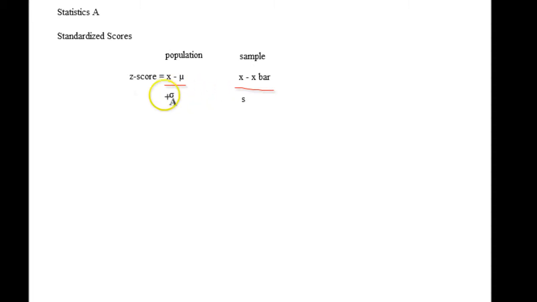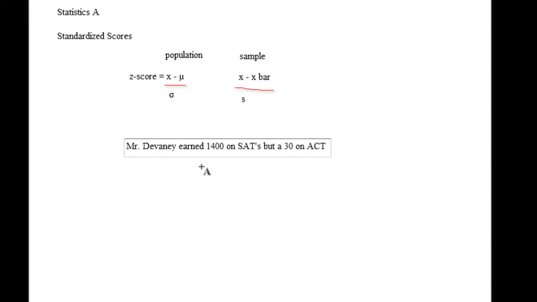Now, Z-scores help you put some context to something in relation to all of the numbers. Let's say that Mr. Devaney earned a 1400 on SATs but a 30 on ACTs. Those look pretty good. 1600 is the max on SATs and I believe 36 is the max on ACTs, but how do I compare these two? Which one's really above normal?